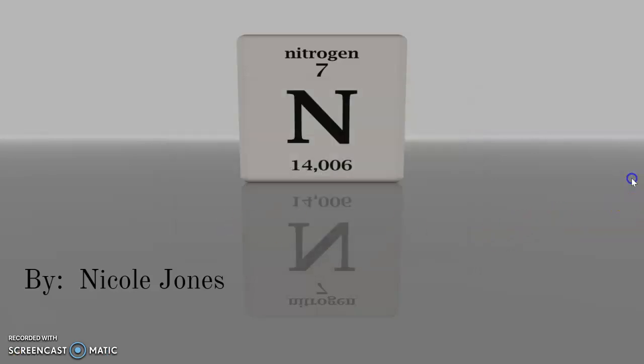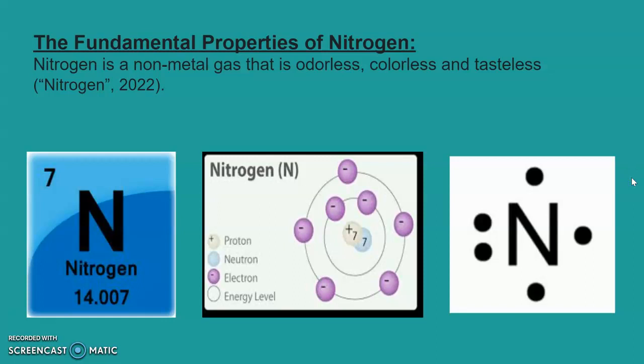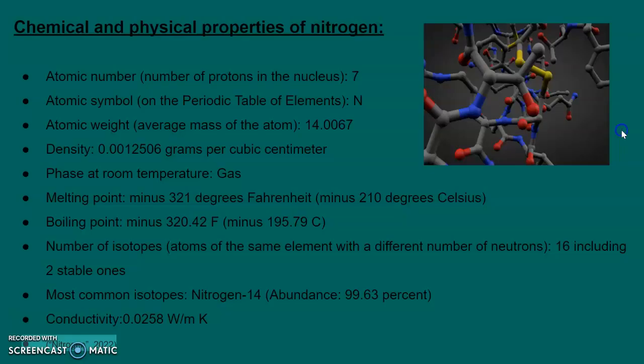Nitrogen by Nicole Jones. Nitrogen is a non-metal gas that is odorless, colorless, and tasteless. It has the atomic number 7, atomic symbol N. It is a gas. It has 2 stable isotopes, and the most abundant is nitrogen 14.